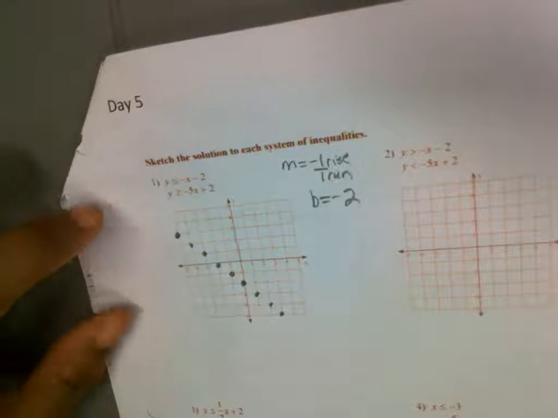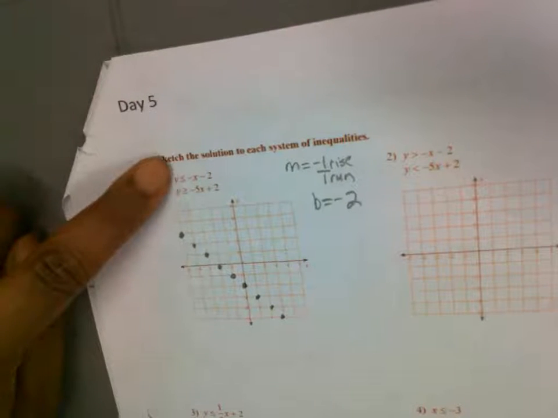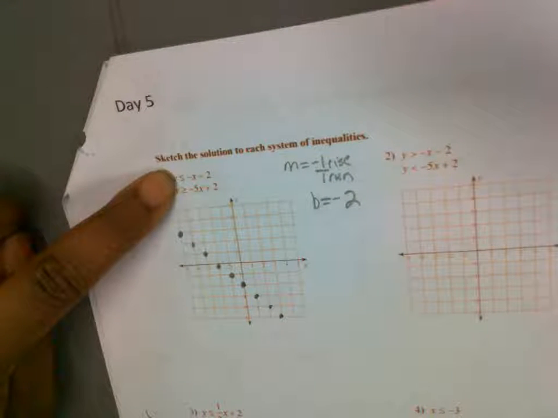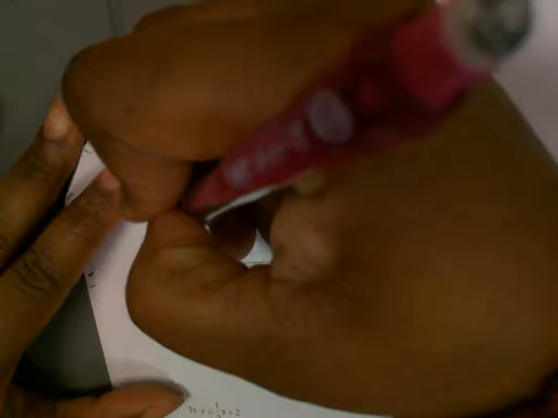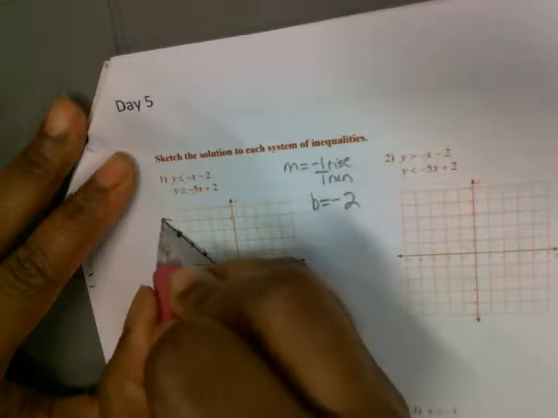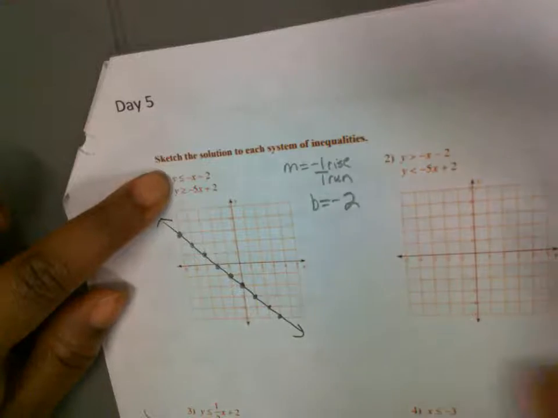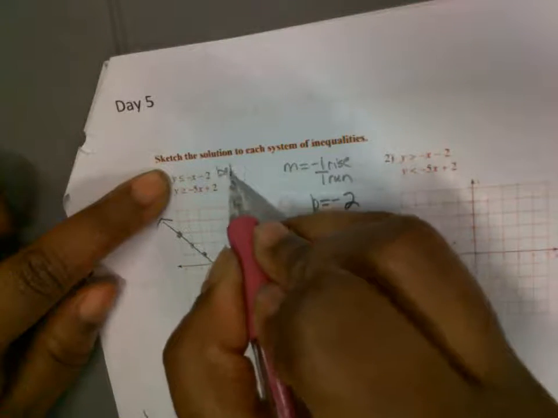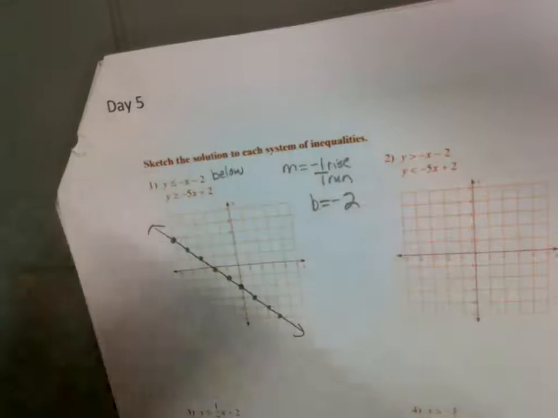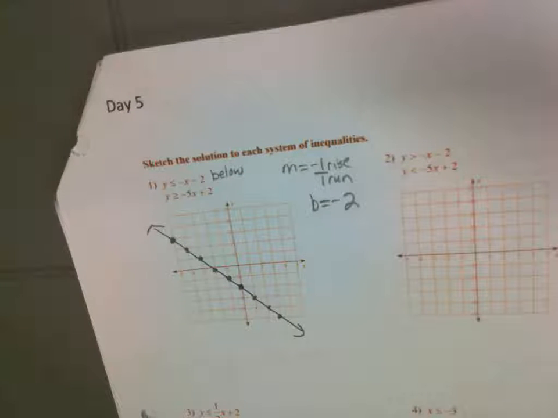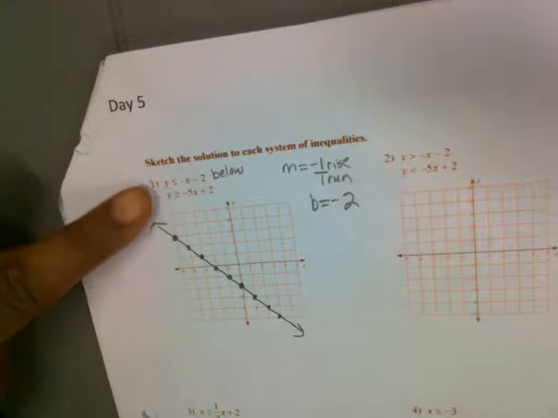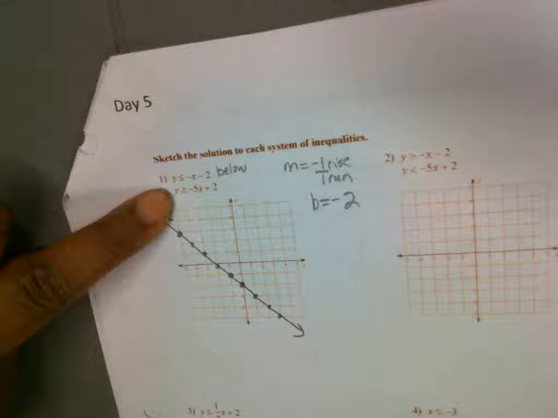Okay. Now we look at the inequality. The inequality is a less than or equal to. So the line is going to be a solid line. Since it's less than, we shade below. So I'm just going to write below and shade at the end. Okay. Now let's graph the second one.